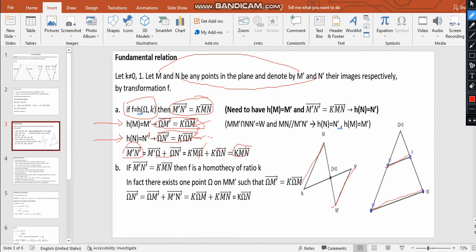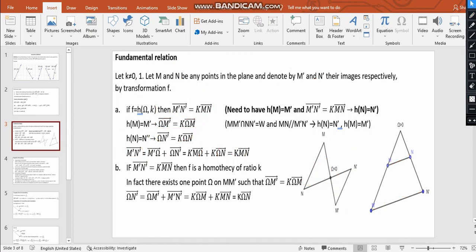You know it also from Thales' theorem or similar triangles: if MN equals K M prime N prime, they are parallel and have a specific ratio. If you join them, you're going to have similar triangles. So in that case, you're going to say omega M over omega M prime equals omega N over omega N prime equals MN over M prime N prime. Here K is less than 1. However, here K is bigger than 1.